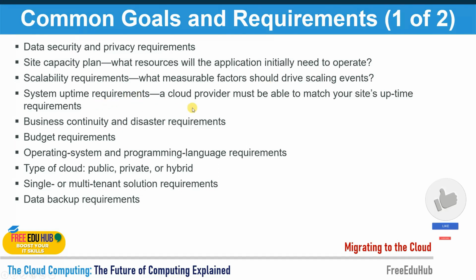Now, system uptime requirements: a cloud provider must be able to match your site uptime requirements. They'll tell you that our uptime is, for example, 99.999%, that we are mostly available, and you can even gauge what are the backup mechanisms and uptime of the cloud service provider before choosing a cloud service provider.